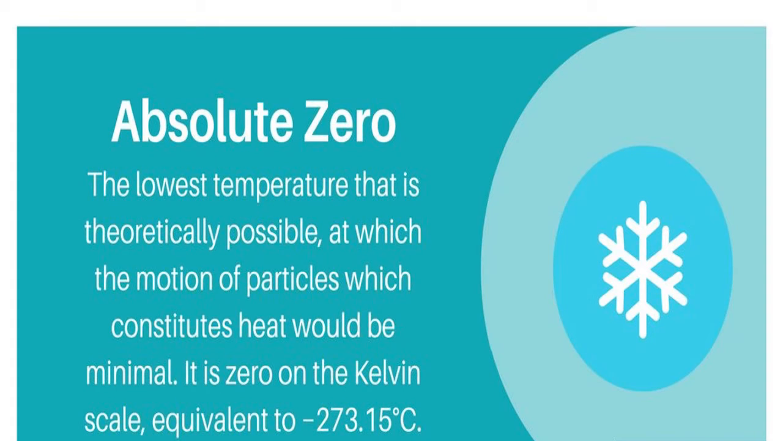So absolute zero. What is absolute zero? It is the temperature at which volume becomes zero. That is the meaning. It is the lowest temperature that is theoretically possible, at which the motion of particles which constitutes heat would be minimal. It is zero on the Kelvin scale, equivalent to minus 273.15 degrees centigrade.